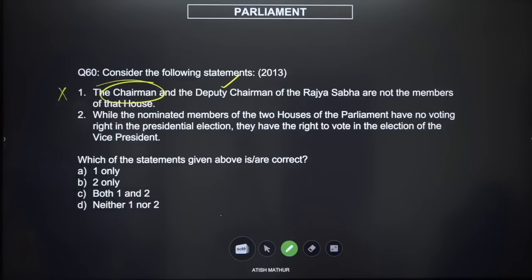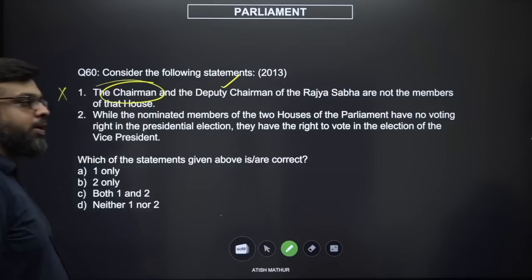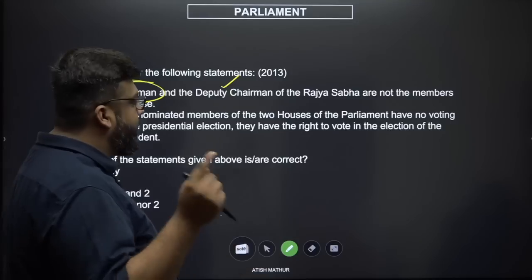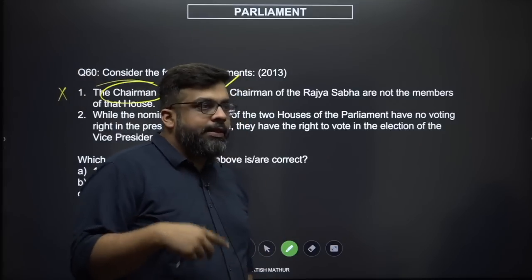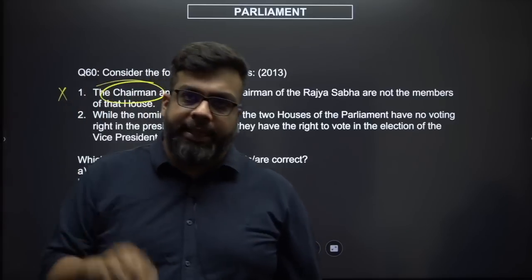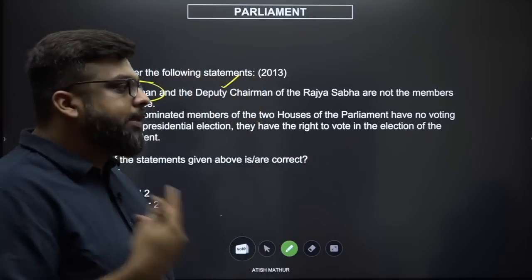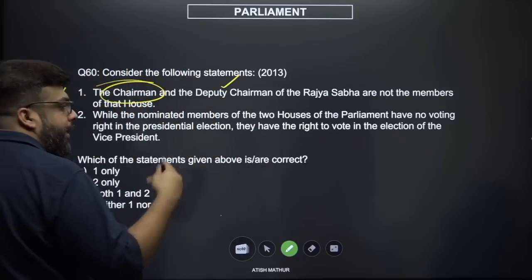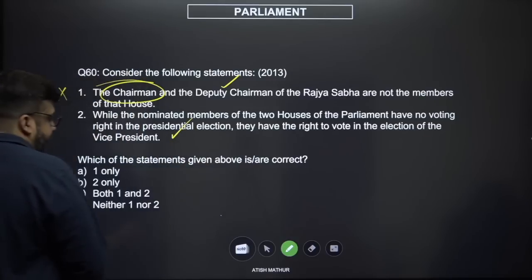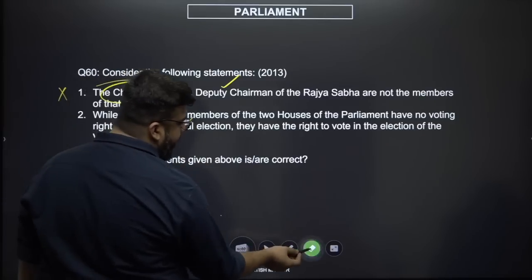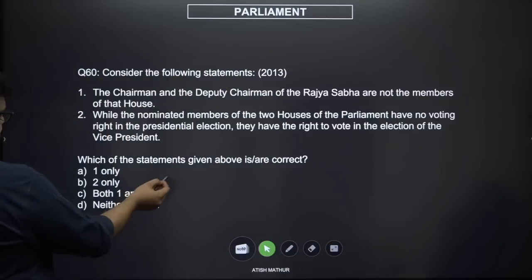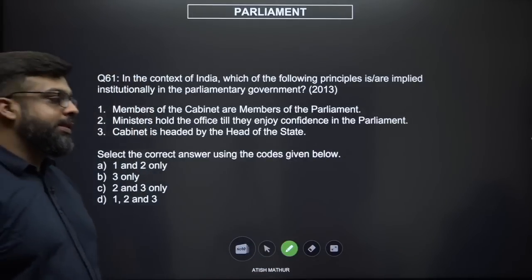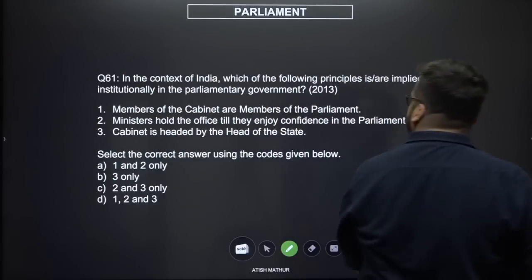While the nominated members have no voting right in the presidential election because they don't have the mandate to do so, they have the right to vote in the election of the vice president, because the vice president fundamentally functions as the chairperson of the second house, which is a presiding officer function, and all members are equal in the house. Therefore, elected and nominated members both participate. This is the correct option. The answer should be B, 2 only. Let's quickly check if that's the case. Yes, it is. The thrill that you still get to get questions right after so many years is still a good sign.